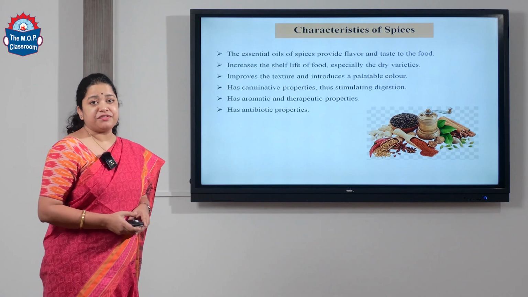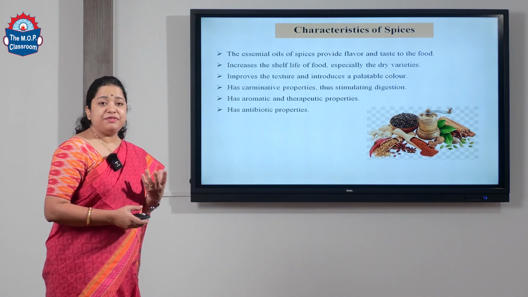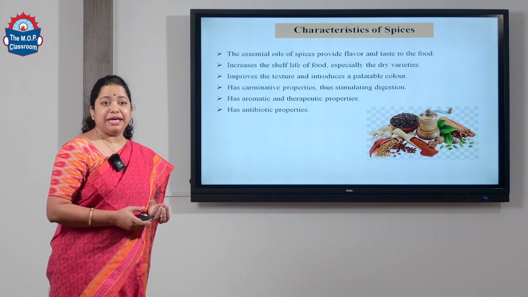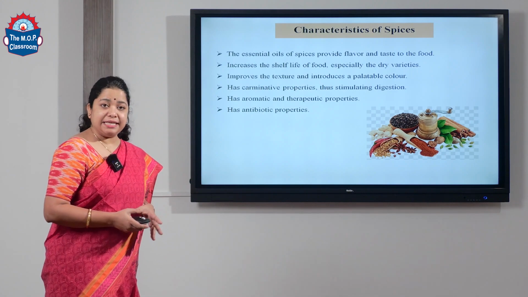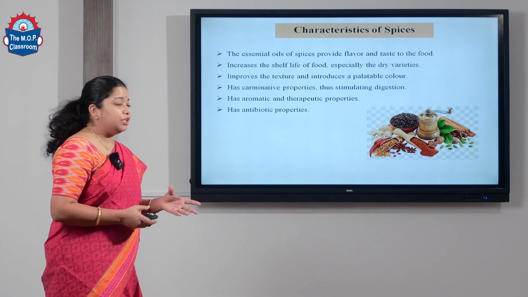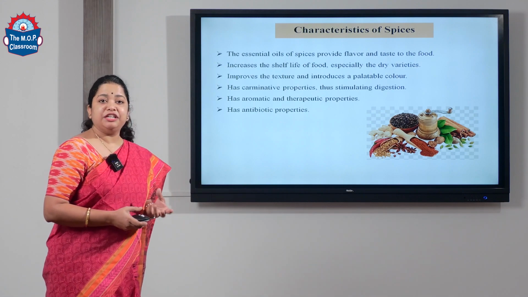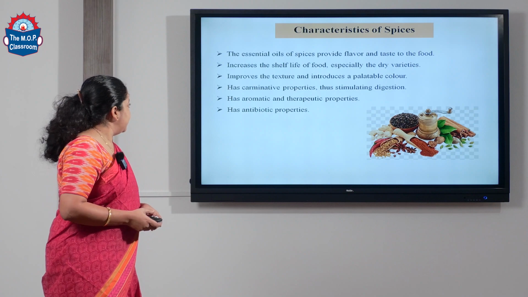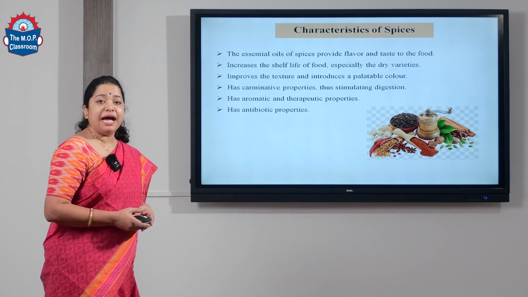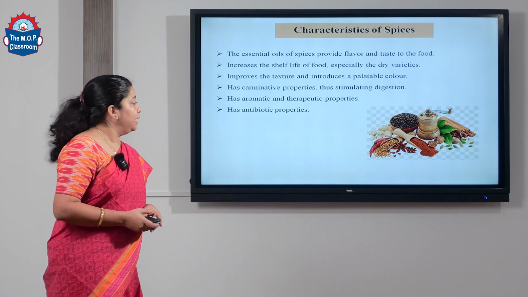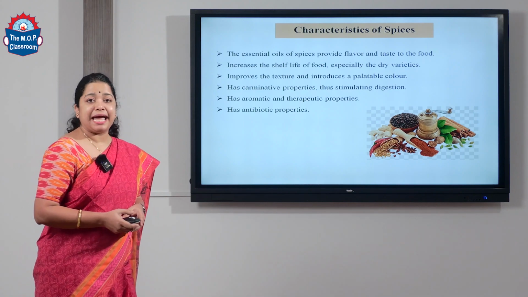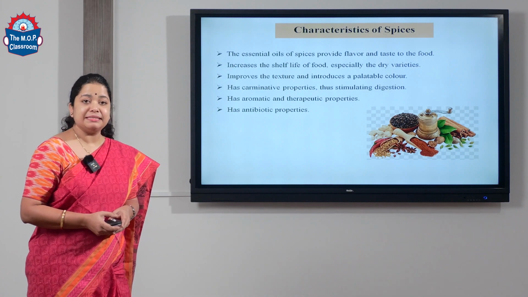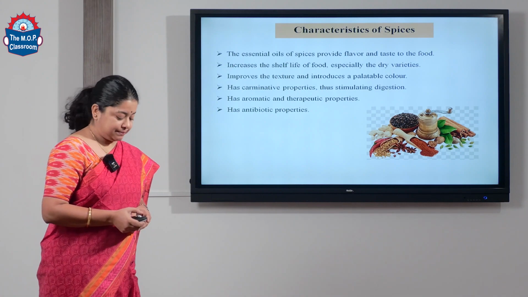Coming to the characteristics of spices. These spices, as we all know, have an aromatic value. They add aroma to our food. They are known to add flavor and taste to the food. They add to the shelf life of the food, specifically the dry varieties of spices. They improve the texture and introduce a palatable color. And we have carminative properties which help in digestion, and the antibiotic properties of spices in certain food preparations.